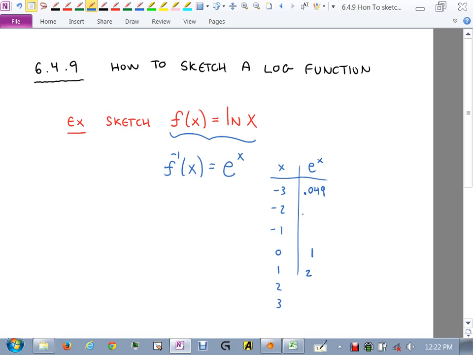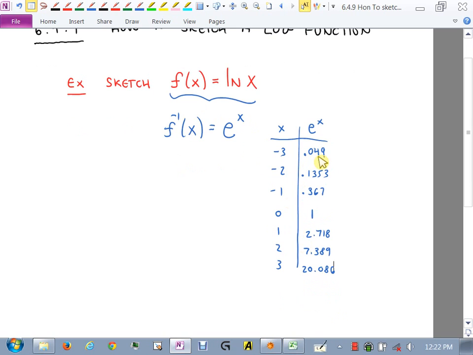0.049, then what's the next one? 0.1353, 0.367, 2.718, then did we go further? 20.086. Okay, so refer to last class.